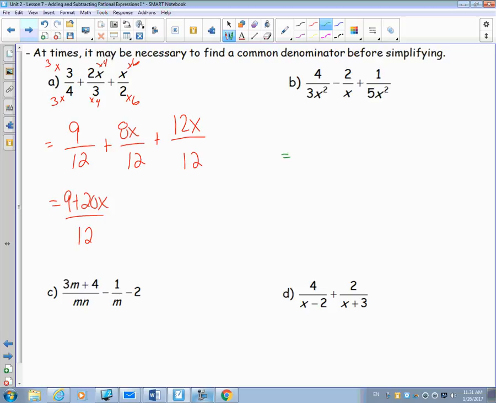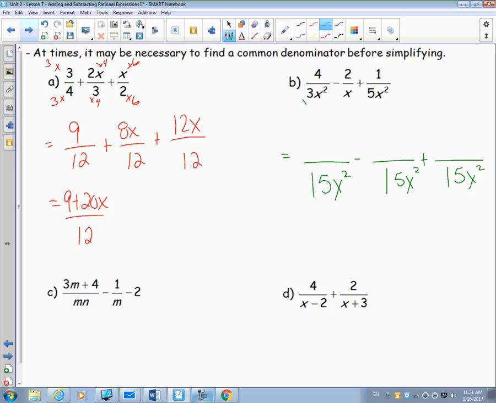What can I make these all into? What do they have in common? Well, 3 and 5 I can make into 15. But then I need to deal with the letters. What can I make x squared and x both into? Hard to make an x squared smaller. Easy to make an x bigger. So my common denominator here is going to be 15x squared. I always make it into something bigger than it used to be.